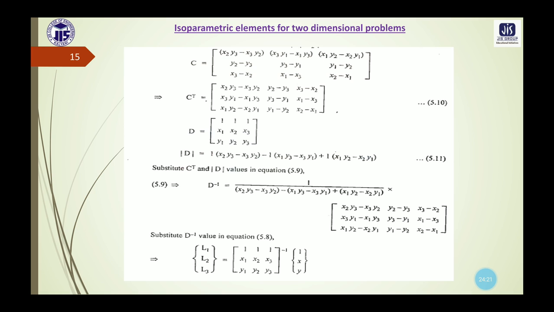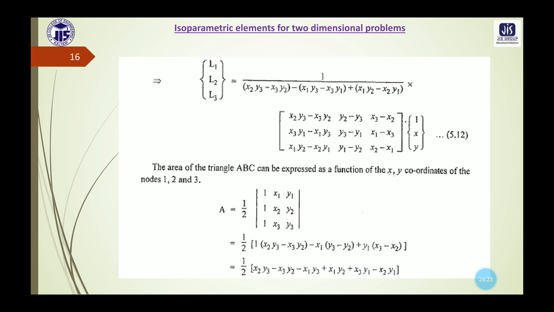So if we finally put this value of D inverse, then we will be getting this equation as 5.12. So this is the natural coordinates for the two-dimensional elements. This formula, equation number 5.12.